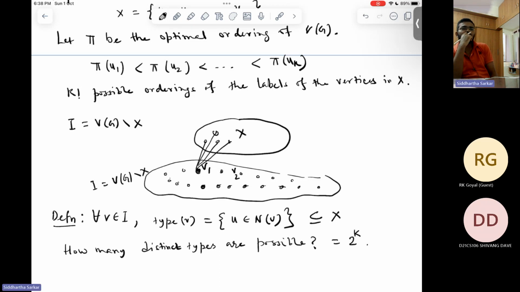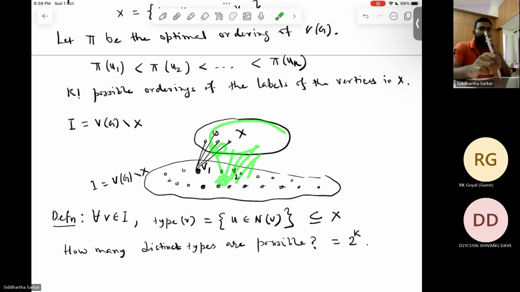It would be mod X. It won't be mod X. So why is it 2 to the k or 2 to the X? Because we do not have any control over what the neighborhood of a vertex in I is. So the neighborhood of a vertex in I could be any subset of X. We do not know.